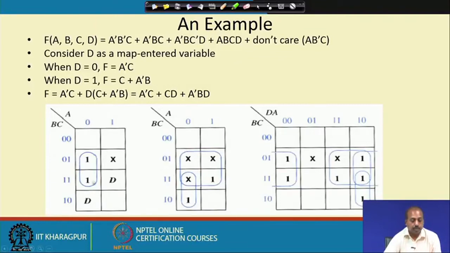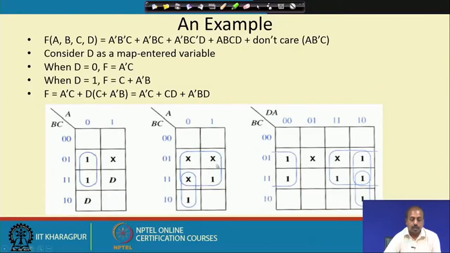So these ones are converted to don't cares, because they are already covered by the map where d is not considered at all. So we don't need to do it again. So for these ones are taken as don't cares here. So now d equal to 1, so you get these two d's as ones.